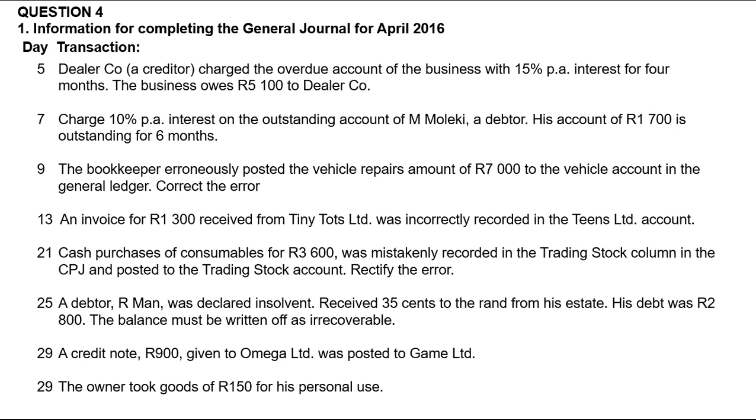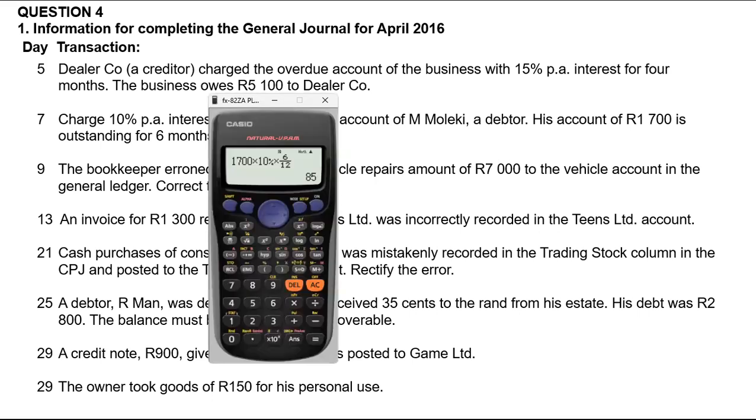And when we move to 25, it says that a debtor, Armin, was declared insolvent. We received 35 cents in the rand from his estate. His debt was 2,800. The balance must be written off. There, to get your bad debts, because that is the original amount that was owed by Armin.